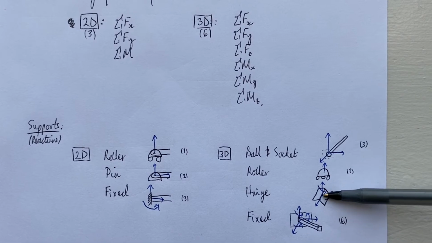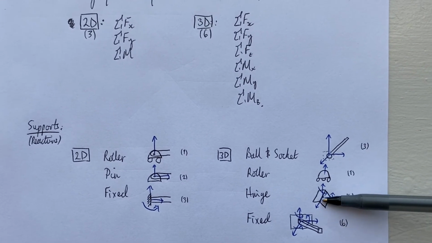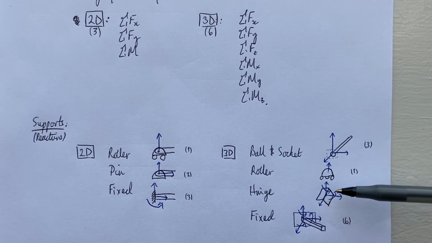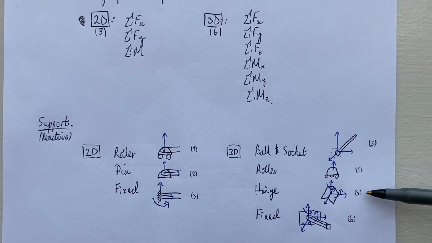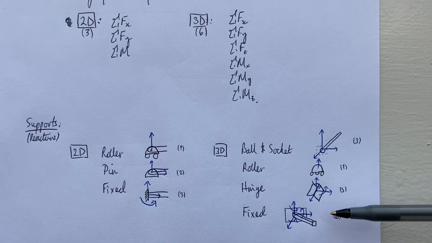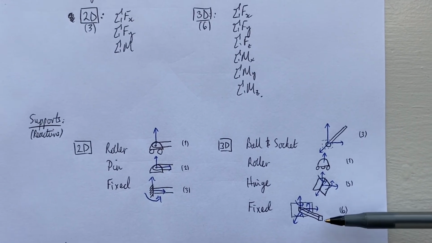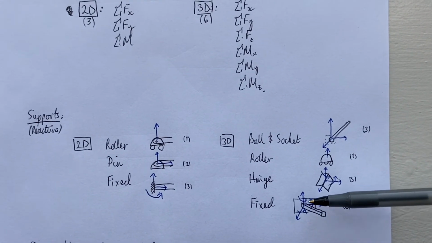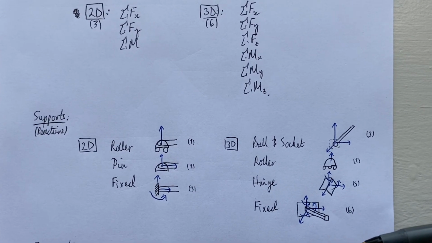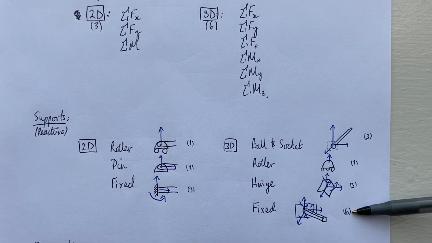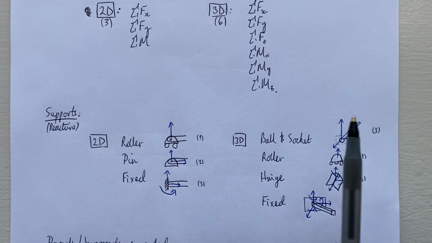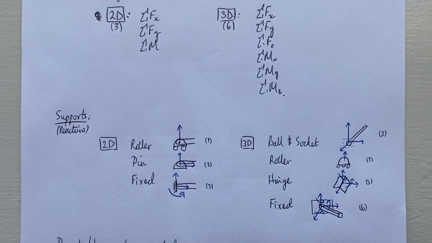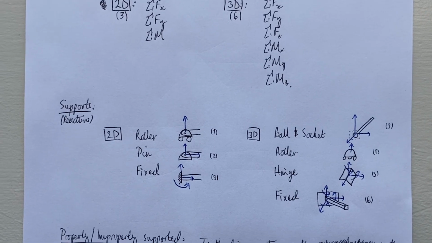A hinge allows rotation only in the hinge axis, but prevents translation and rotation in the other 2 axes. So we have 5 unknowns for a hinge, and a fixed support in 3D prevents everything, right? Prevents translation and rotation in all 3 axes. So therefore we have 6 unknowns. So be sure to revise a couple of questions which use those different types of supports in both 2 and 3D.